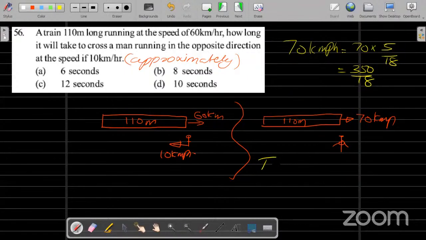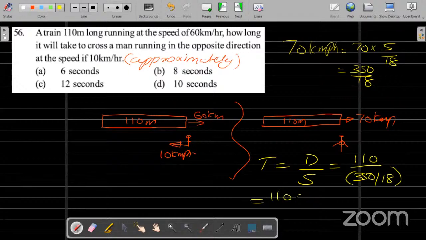Now, time taken is distance by speed. Distance that has to be traveled for crossing the person will be 110 meters. 110 divided by 350 by 18 will be equal to 110 into 18 by 350. 11 into 18, 198 by 35. 35 into 6 is 210. 35 into 5 is 175. So it will be between 5 and 6.